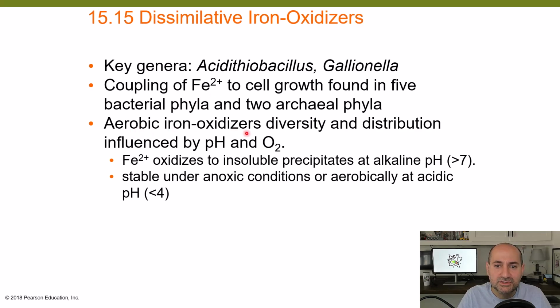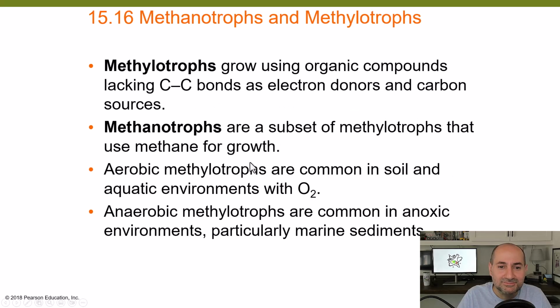Aerobic iron oxidizers: diversity and distribution influenced by pH and O2. So some of them can be aerobic. That means that they use oxygen as a terminal electron acceptor, but where do they get their electrons from? From iron. Isn't that interesting?